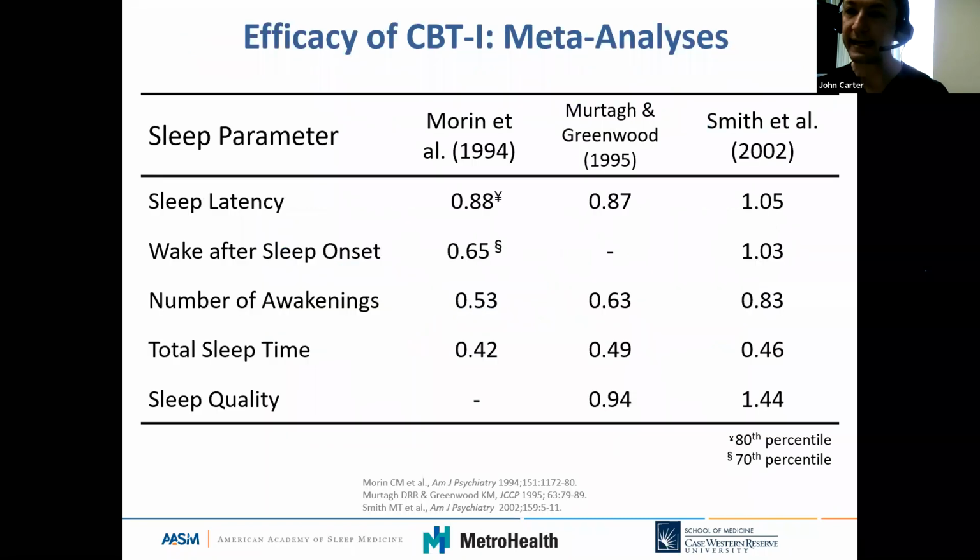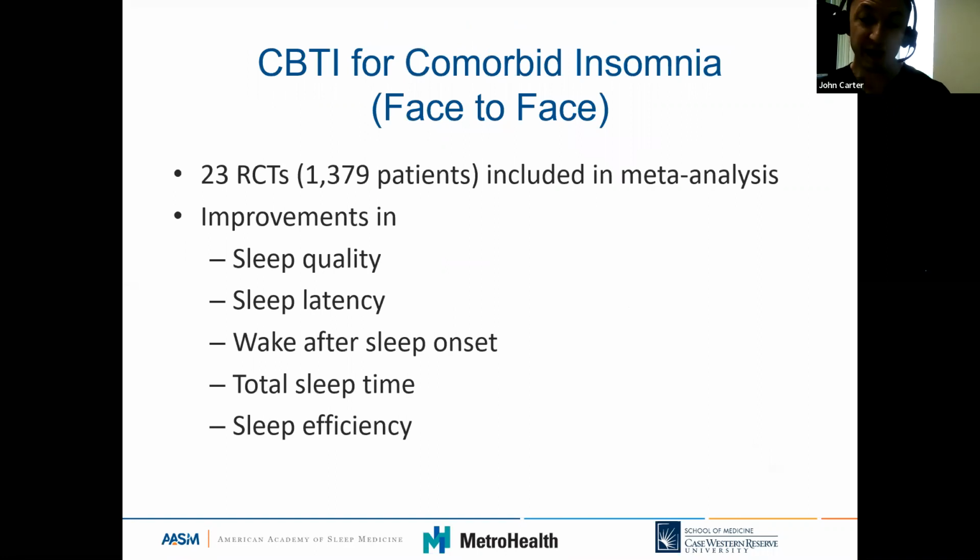Okay. All righty. Because we're short on time, I'm just going to gloss over these. CBTI is effective. There are a number of meta-analyses now showing very strong effect sizes for a number of subjective and objective measures of sleep duration and quality. Big picture, CBTI is effective in about 60% of cases.